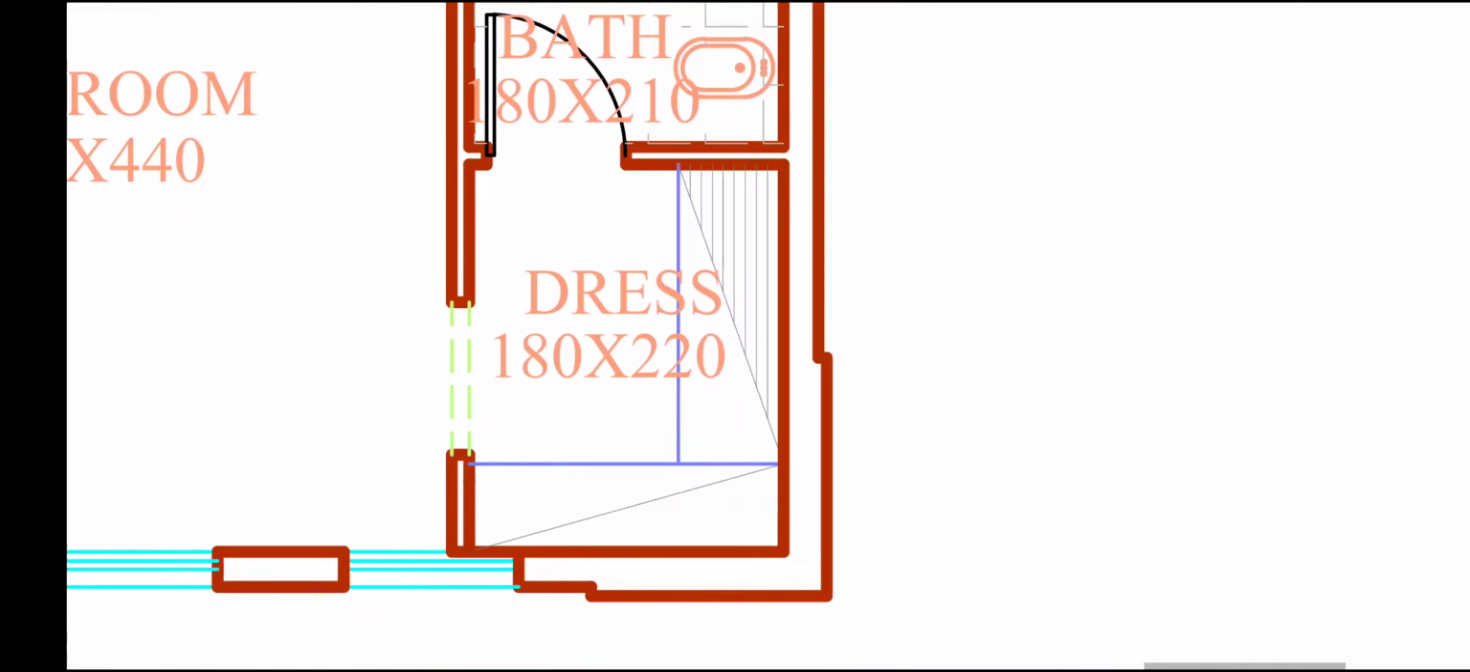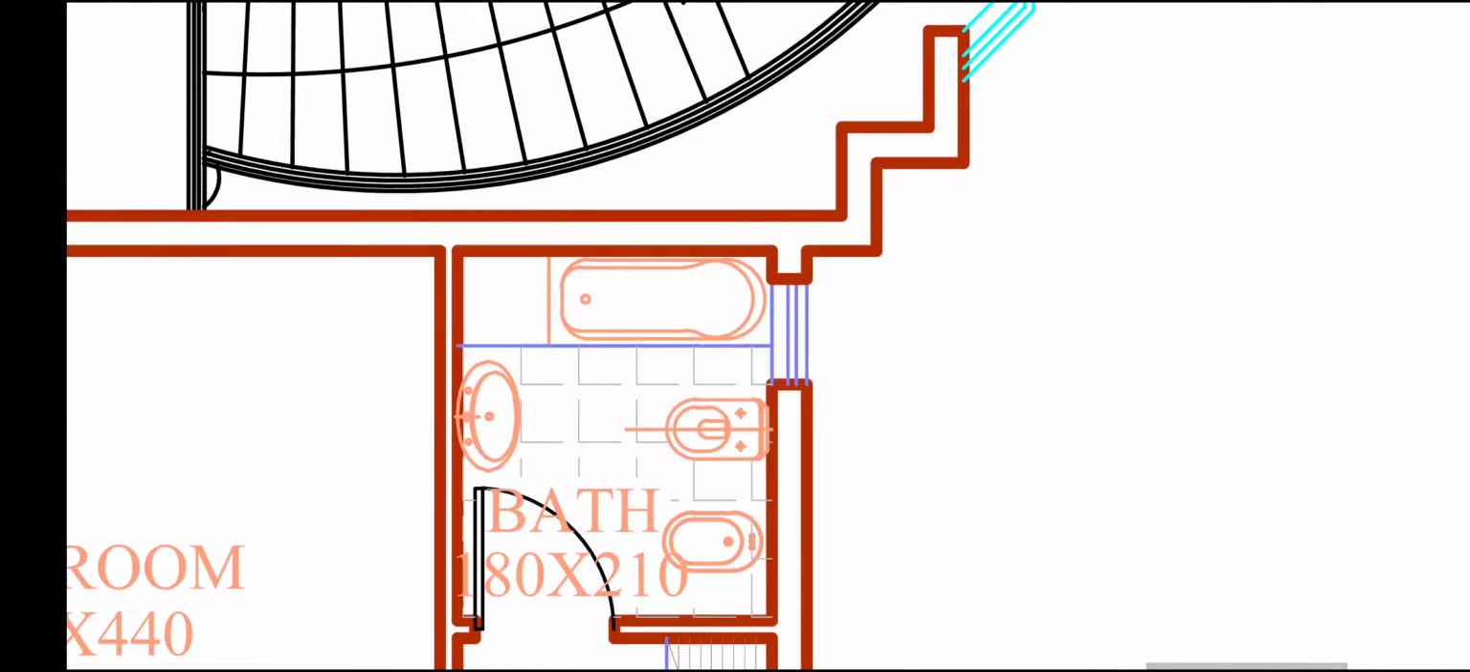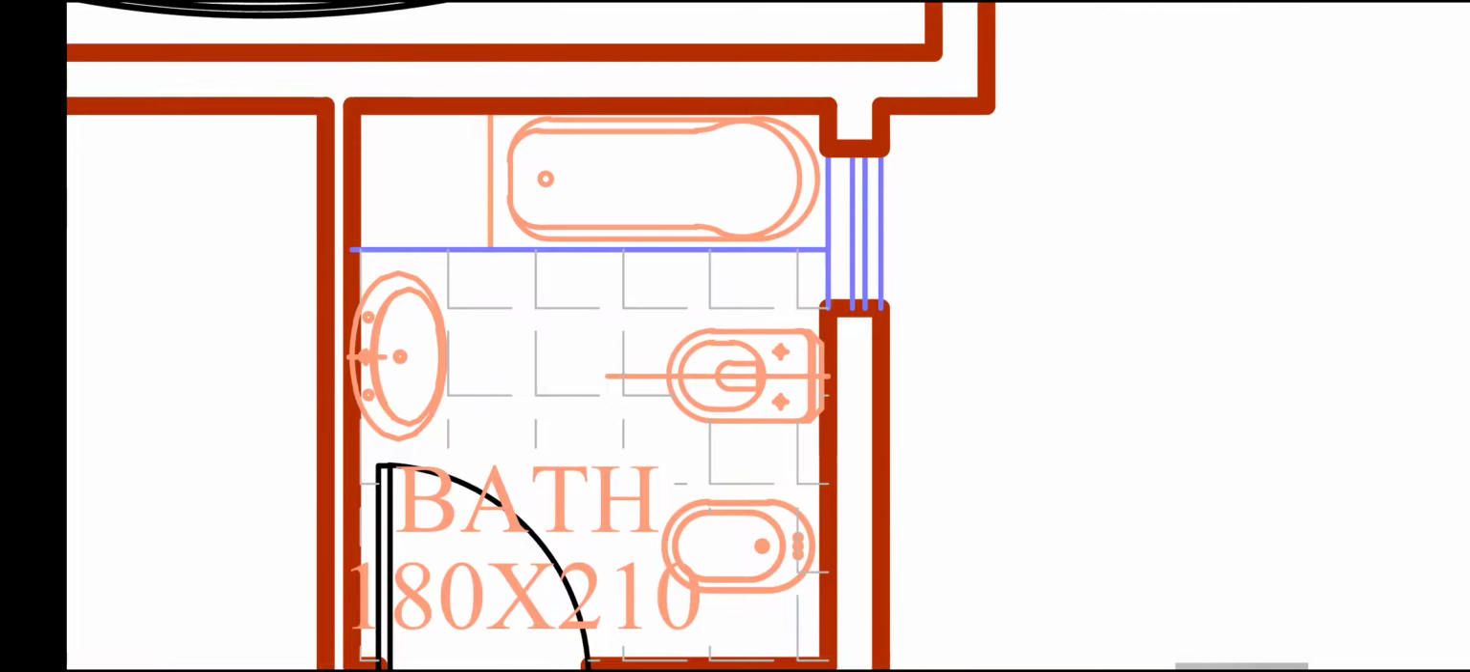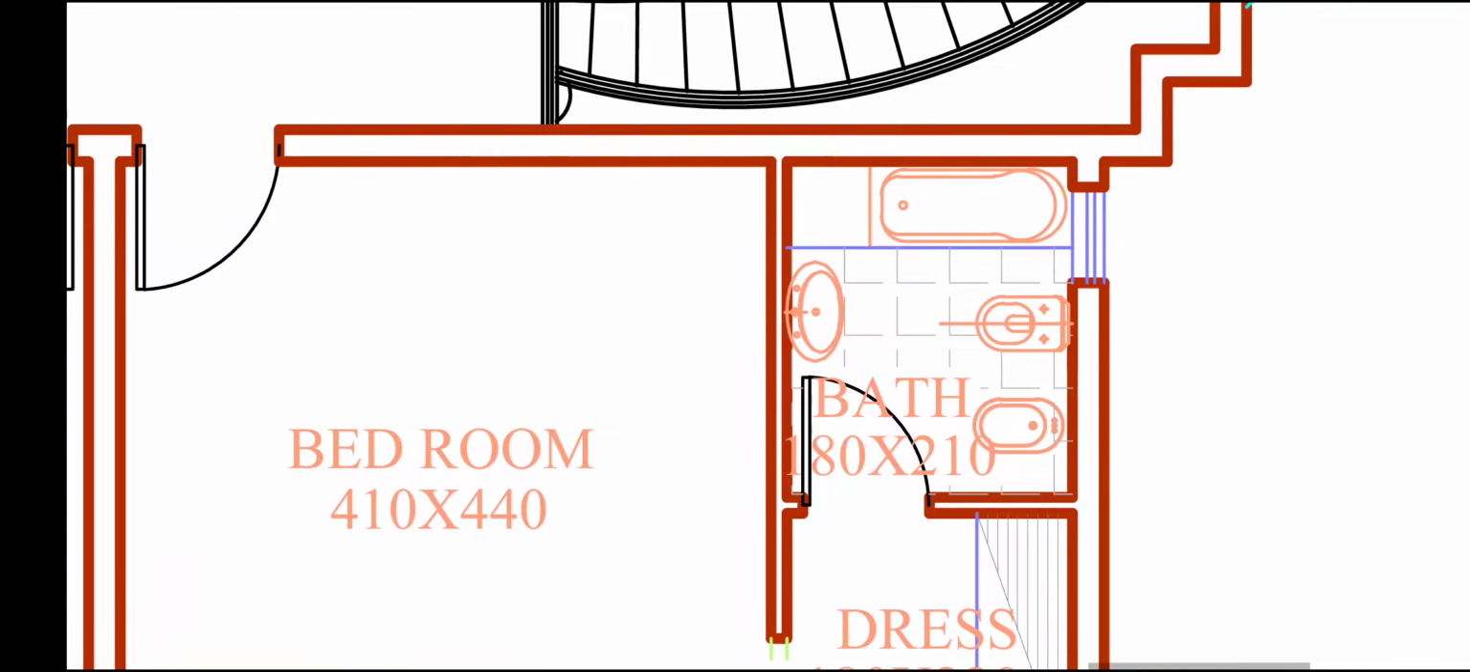This dress, no window, no need for a window. This area for bathroom, window for ventilation. Shower tray, water closet, wash basin mentioned here.